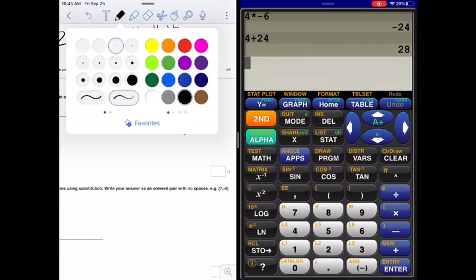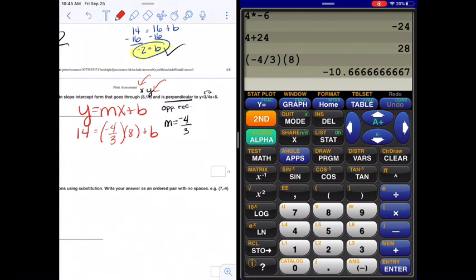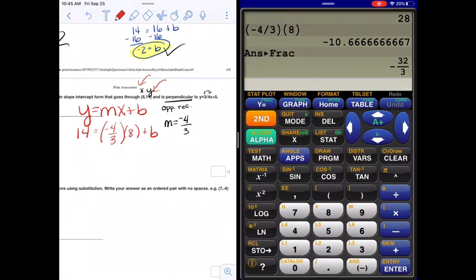So I'm going to go ahead and write y equals mx plus b. My y is 14. I got that from right here. My m is -4/3. My x value here is 8 plus b. So you're going to go ahead and type in -4 divided by 3 times 8. I'm going to hit math, enter, enter. We're getting so good at that.